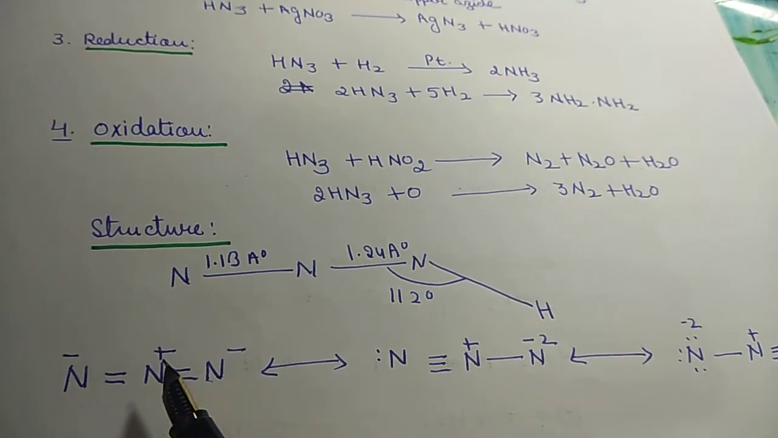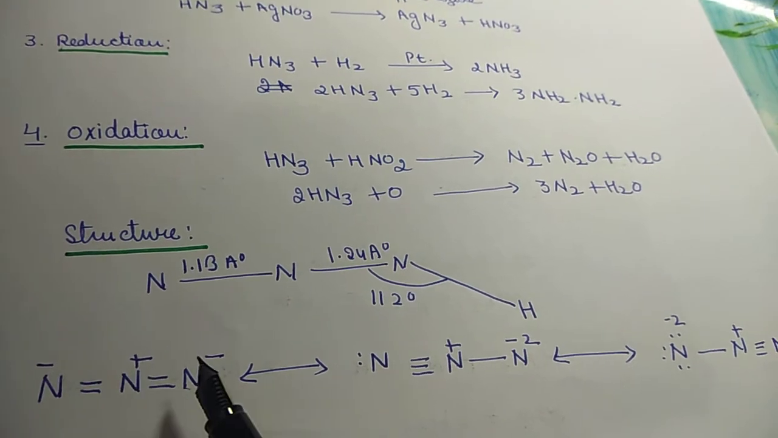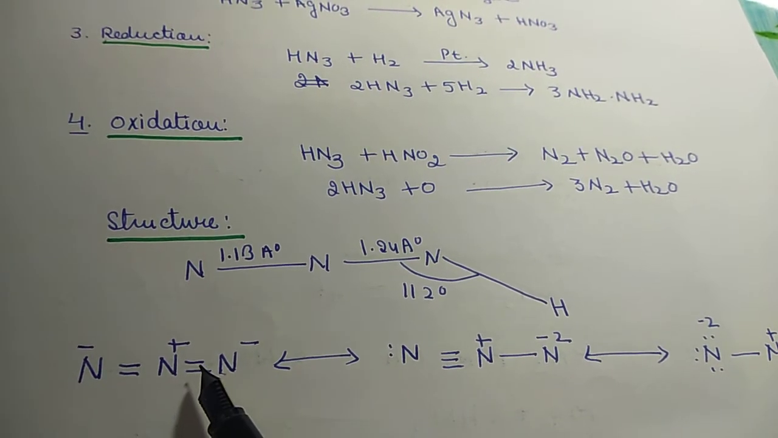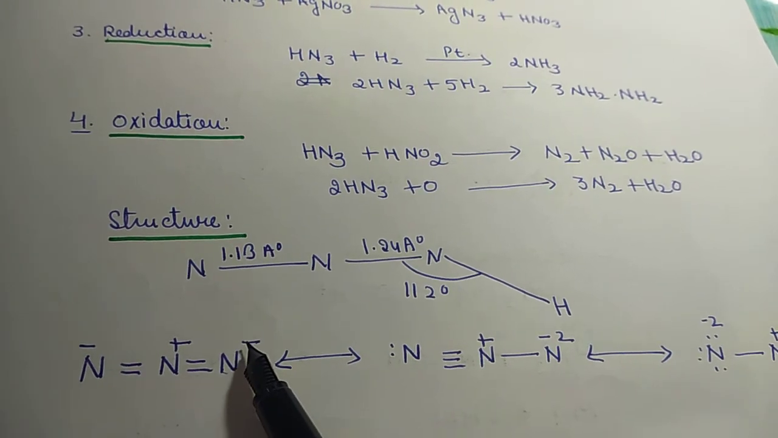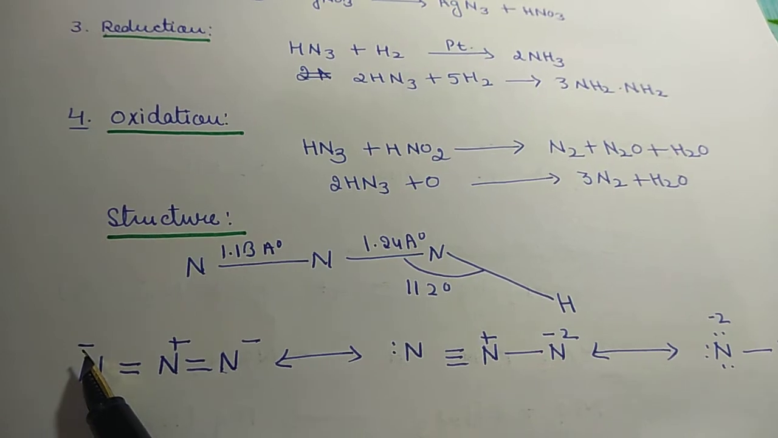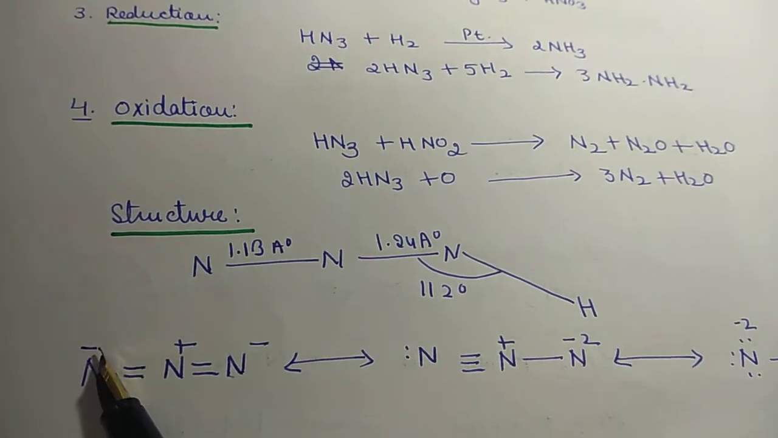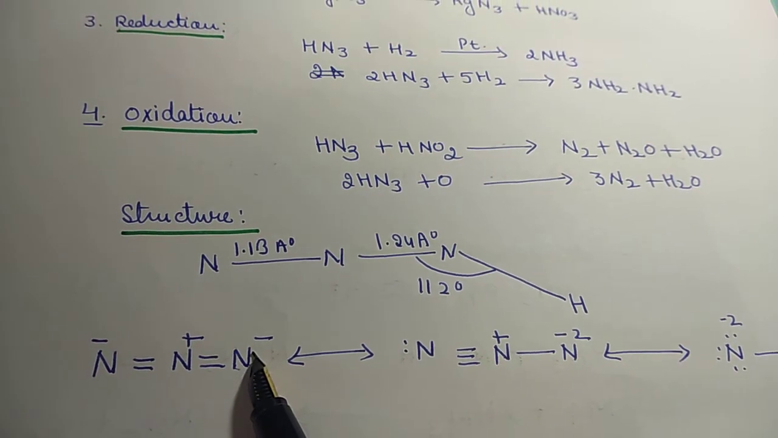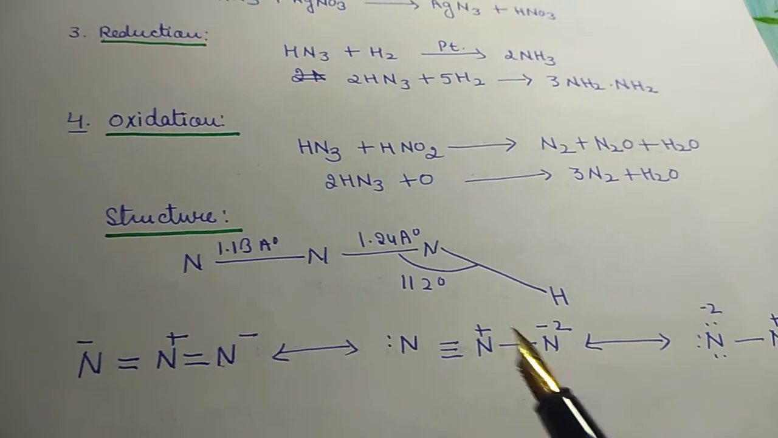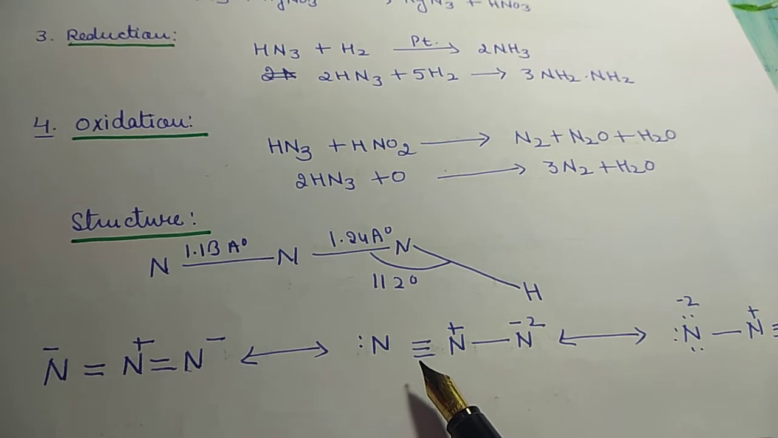You can see here there is a positive charge. Nitrogen is having 2, 4 and 2 electrons, and a negative charge because it has 2 extra electrons. That is why the negative charge is there. It should have formed 3 bonds to be neutral. Then you can see it here.